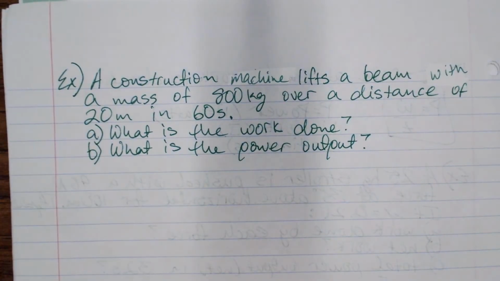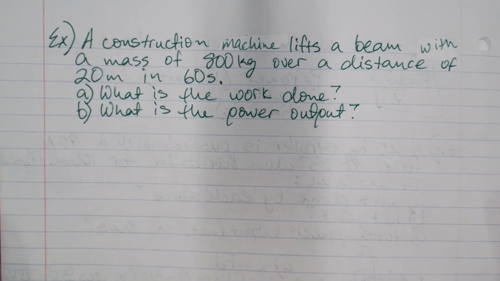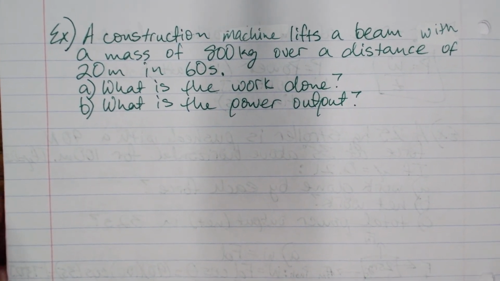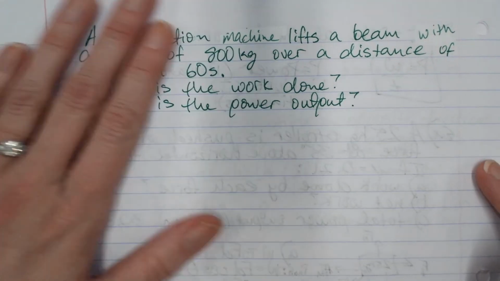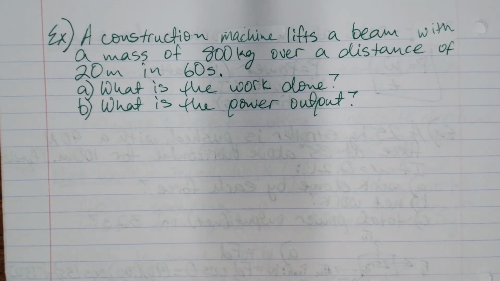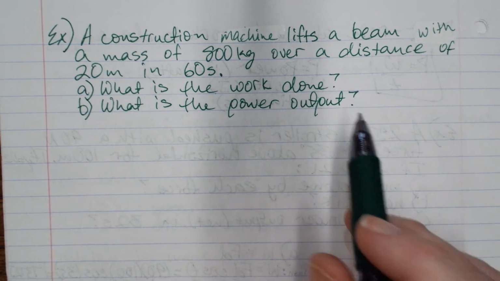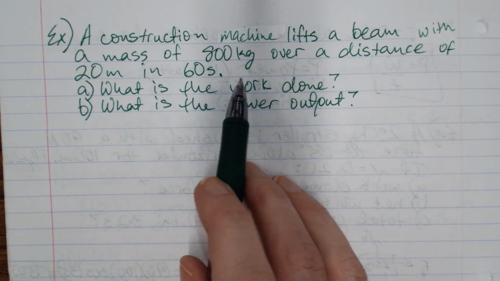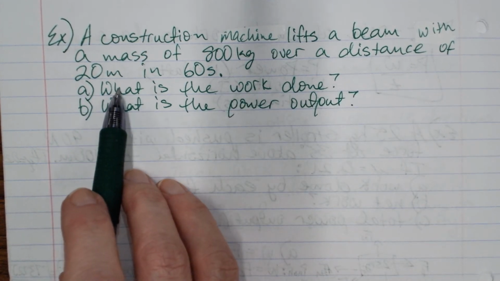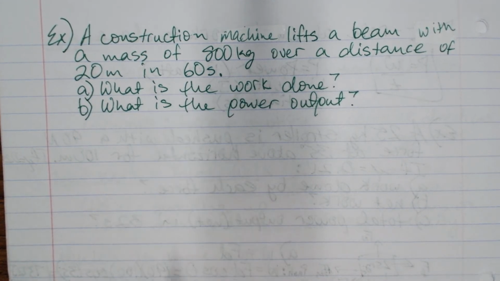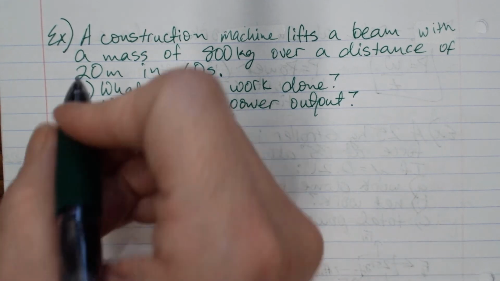I wanted to do another example problem, because some of your homework involves things that are just lifting, where you're just working against gravity. Sorry, obviously I'm at school. I'm going to do an example problem with one of the things that's being lifted. So if I had a construction machine, I guess a crane, that's lifting a beam with a mass of 800 kilograms over a distance of 20 meters, so a height of 20 meters, in 60 seconds, I want to know what's the work and then what's the power.